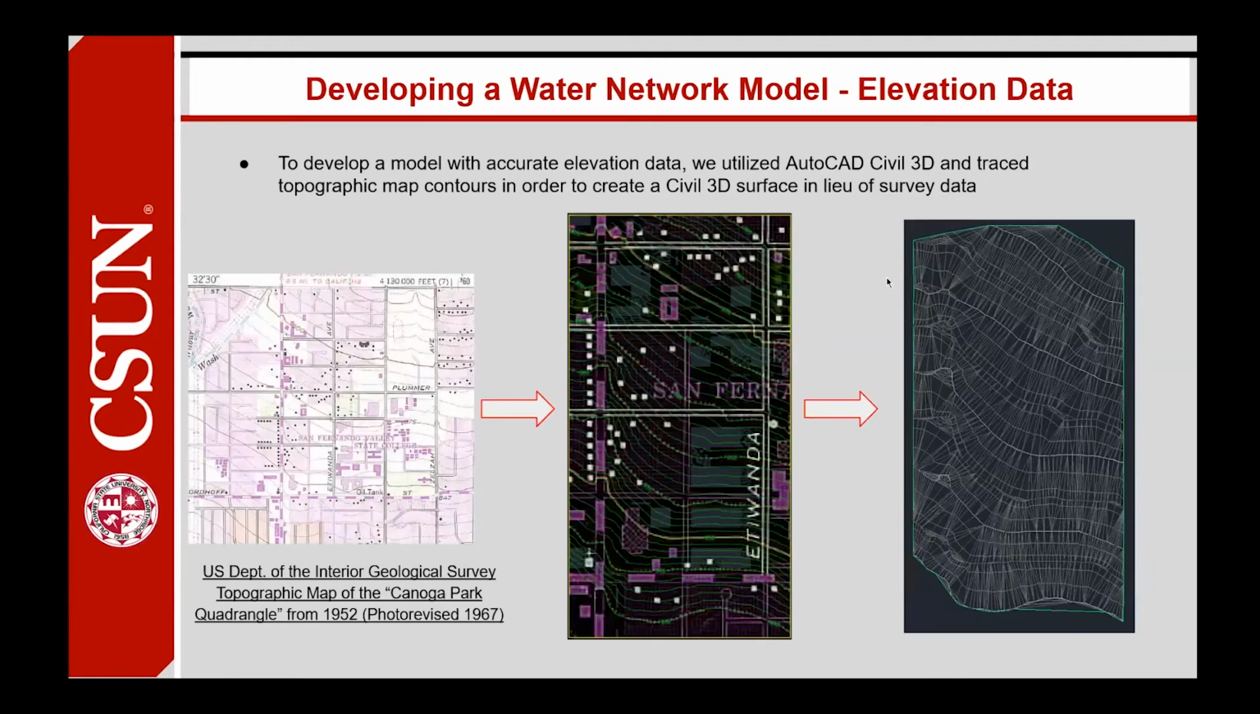So here we're showing how one of the groups was able to get elevation data into AutoCAD Civil 3D. Basically, we got a topographic map available online, and we were able to trace the contour lines using the polyline tool and then assign individual elevations to those polylines. From there, we're able to build a surface in Civil 3D, and basically the surface interpolates between the polylines and gives us a nice three-dimensional surface that we can label spot elevations on. And so we're able to get elevation data to a pretty good degree of accuracy with this method.